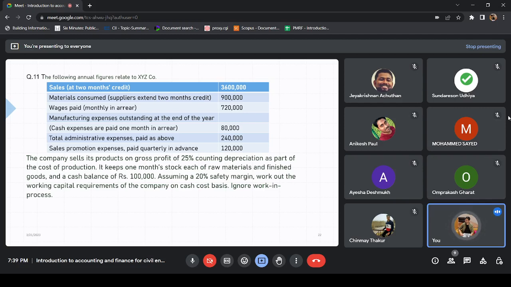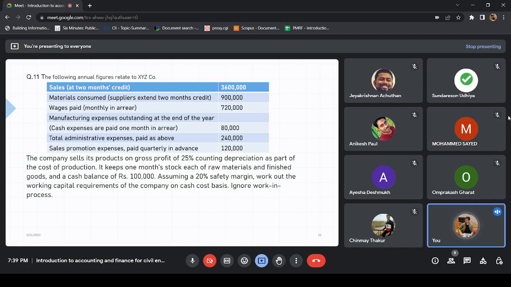The company sells its products on gross profit of 25%, counting depreciation as part of cost of production. That means you don't have to calculate depreciation separately. You just take 25% and move on with that. It keeps 1 month stock each of raw materials and finished goods. So that increases your raw material stock and finished goods also. What about work in progress? The question says you have to ignore work in progress. And there is the cash balance that the company keeps of 100,000, rupees, whatever it is. And assume that you have 20% safety margin.